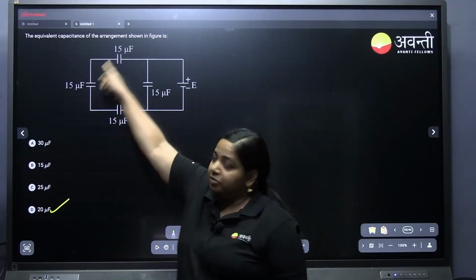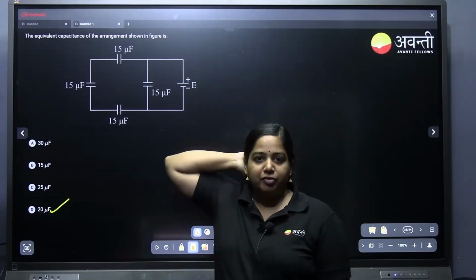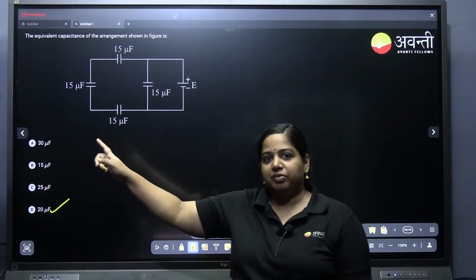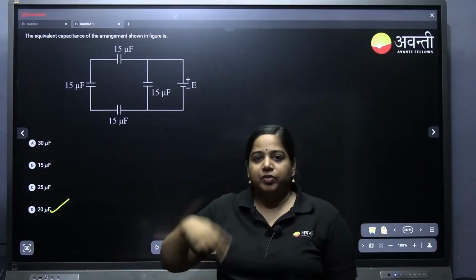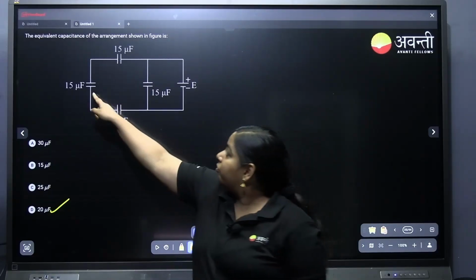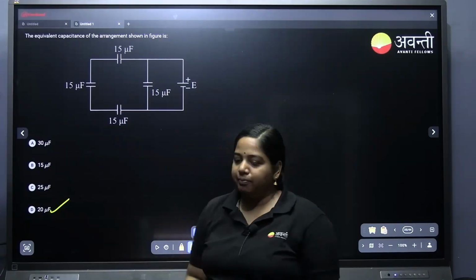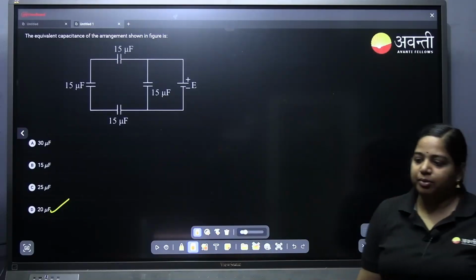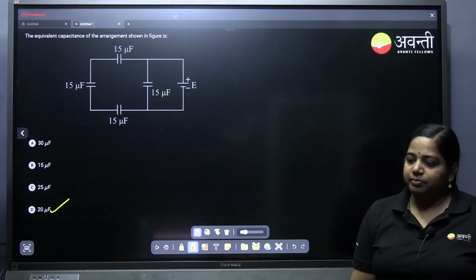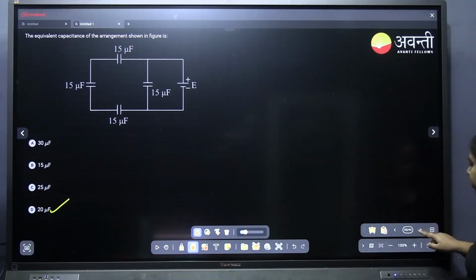Okay, 15, 15, 15 in series. Which means 1 by 15 plus 1 by 15 plus 1 by 15, that is equal to 3 by 15. It will be 1 by 5. So when you take reciprocal 5, then 5 and 15 parallel to each other, 5 plus 15, 20. Okay, answer is 20 mu farad. Is it clear for everybody? Okay, moving on.